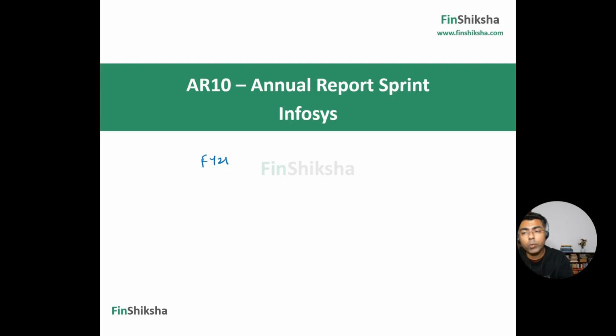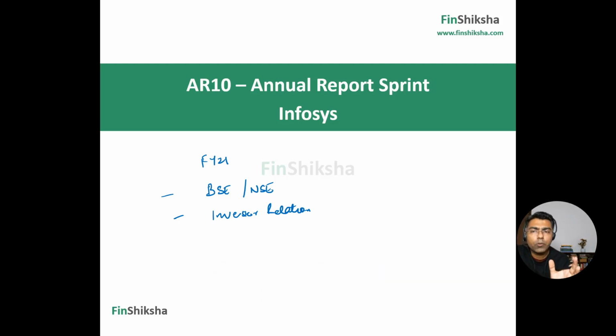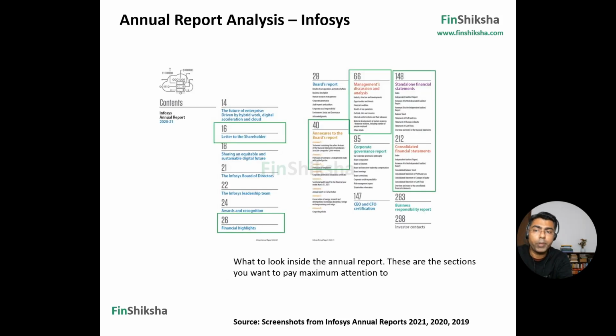Where can you find this annual report? You can find it on the exchange's website, so you can get it on the NSE or BSE websites. You can also get it on the company's investor relations segment on the company's website. Right? You can also get it on third-party websites like Screener, etc. Right? So what are the core components of an annual report? That's what we are trying to decode in this particular video.